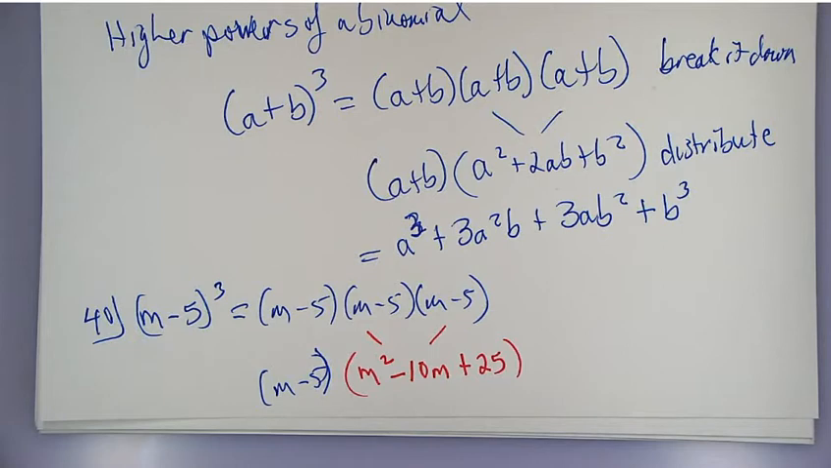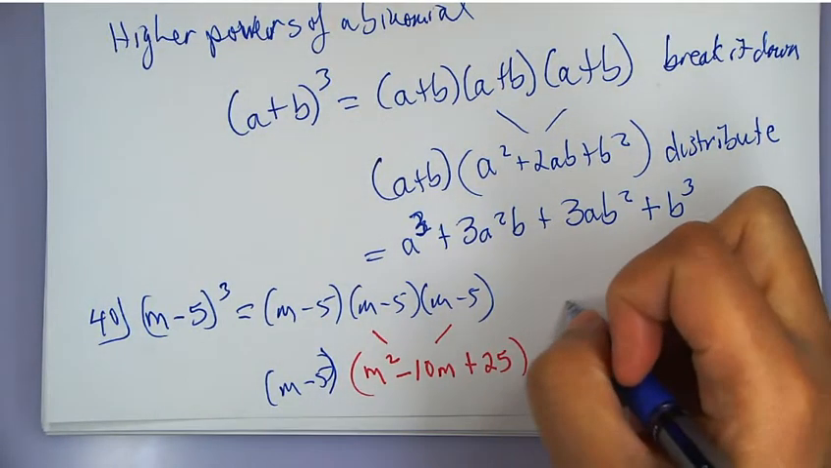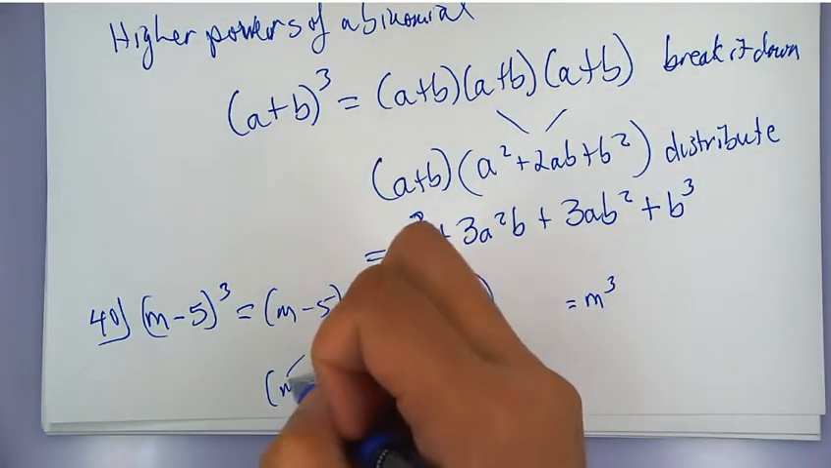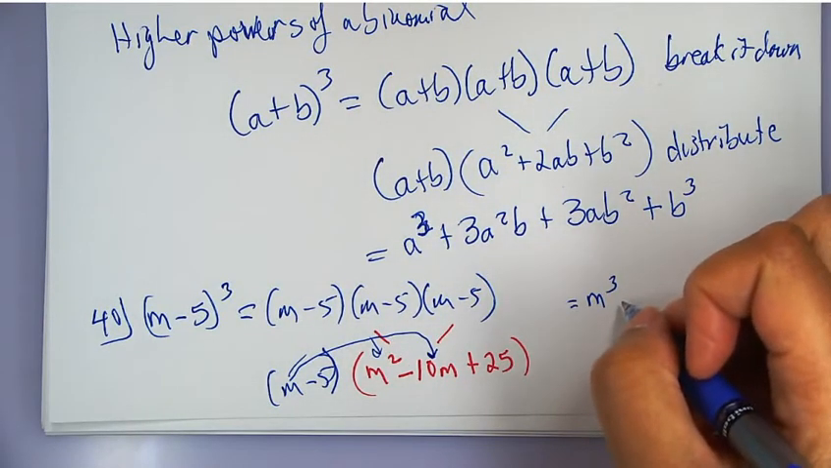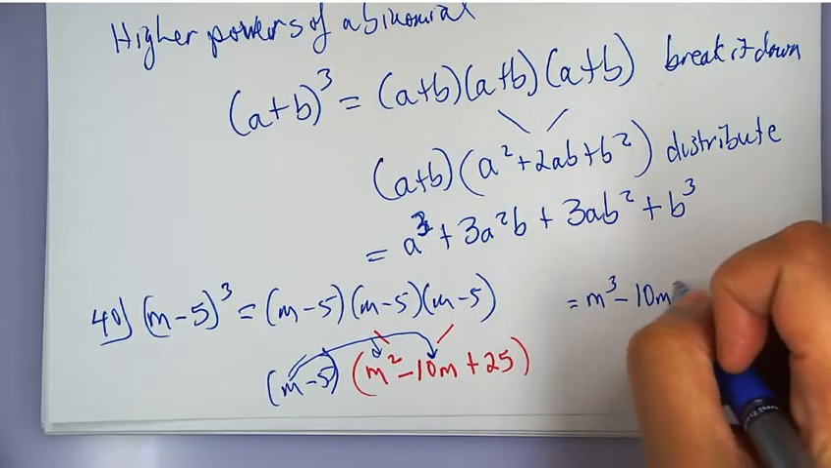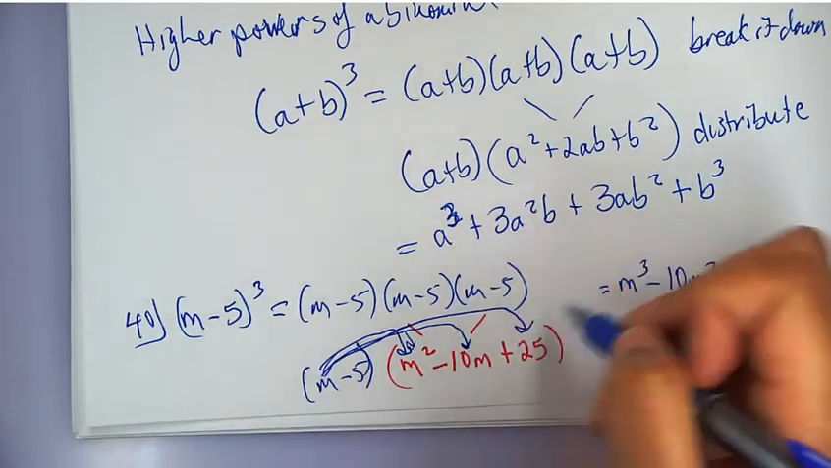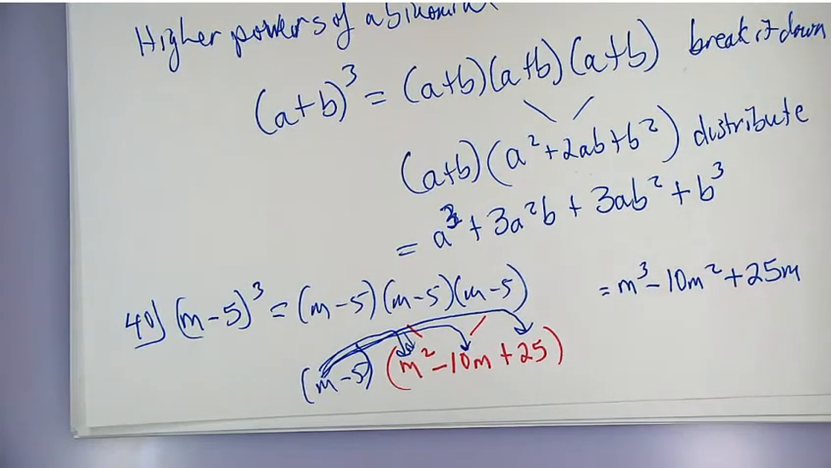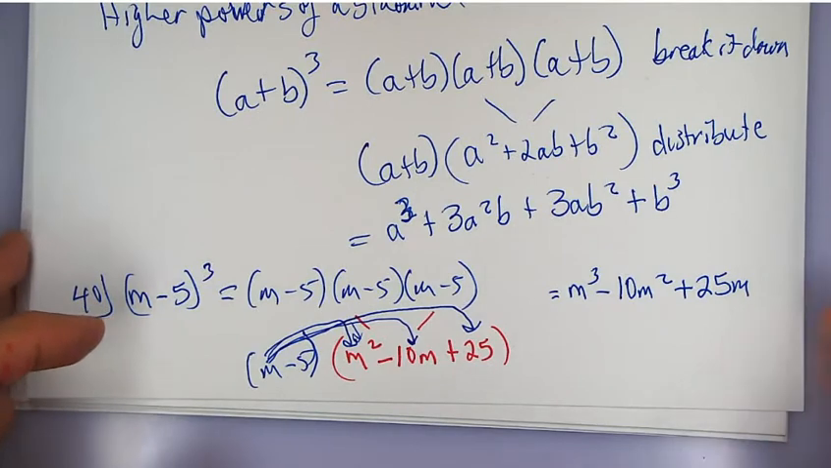Then, after we do that, now we're going to distribute. Just straight through, we're going to distribute. Once we do that, we end up with m times m squared, that's m cubed. Then m times negative 10m, minus 10m squared. Then we have m times 25, which is plus 25m. I think I'm running out of room.